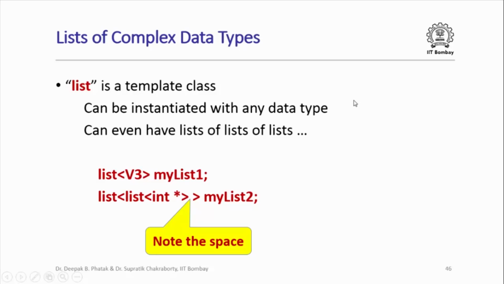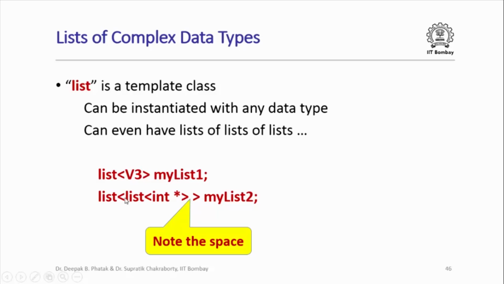class is really a template class and it can be instantiated with any data type. I can even have lists of lists, and you can continue as long as you want. So for example, here is a list being declared, which is a list of the three-dimensional vector class V3 that we had studied earlier. Here is another list named mylist2, which is a list of integer pointers. So note that I have used a list itself to instantiate the data type of a list.